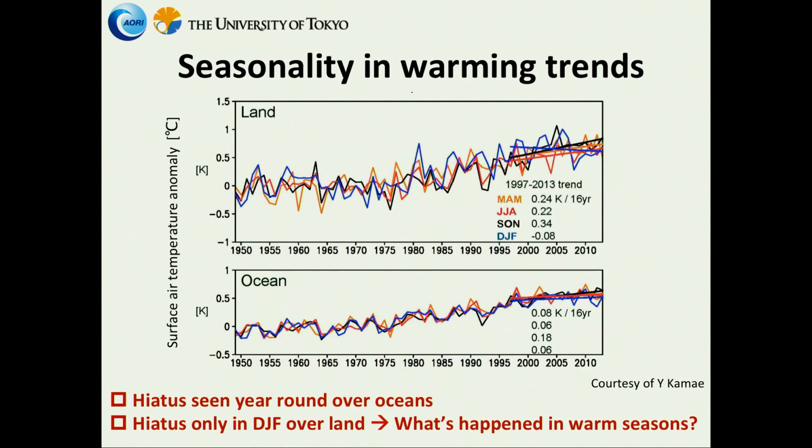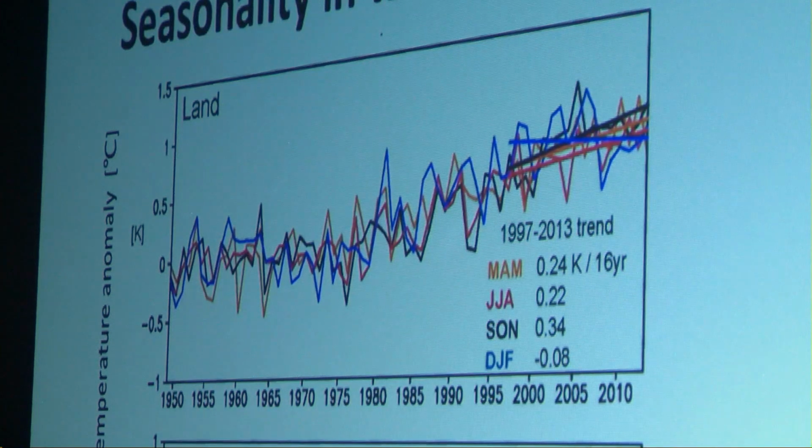And this is an additional thing. If you carefully look at the hiatus trend of the surface air temperature, there is a seasonality: in winter it's suppressed, but in summer it's increasing. This simulation reproduces this, but we wonder why land surface temperature is keeping so high.